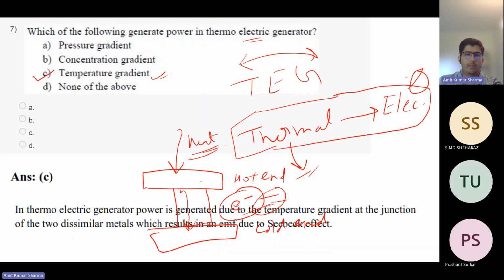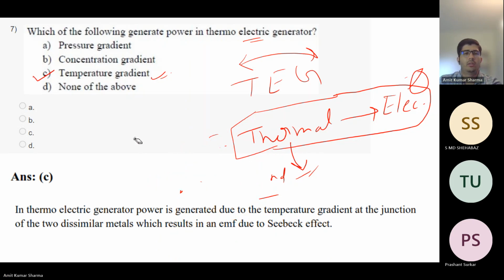For more detail, you can read about the Seebeck effect. In a thermoelectric generator, power is generated due to temperature gradient at the junction of two dissimilar metals. So we have to contact two dissimilar metals. One will be at the hot end, one at the cold end. Then there will be an EMF, electromotive force, due to the Seebeck effect.